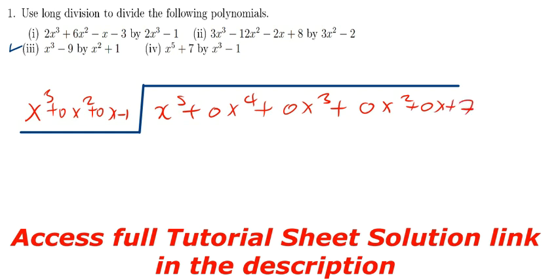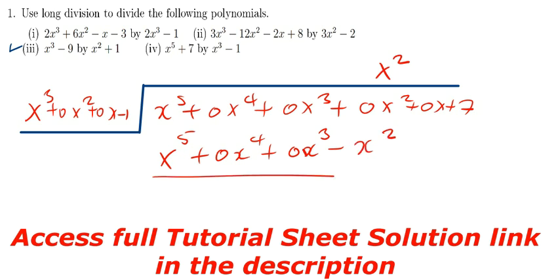So x to the power 3 into x to the power 5, it is x to the power 2. So it will be written here, x to the power 2. So if I do x to the power 2 times everything that I have here, I'll end up having x to the power 5. Then another one will be 0x to the power 4. That one will be 0x to the power 3. Then this one will be minus x to the power 2.